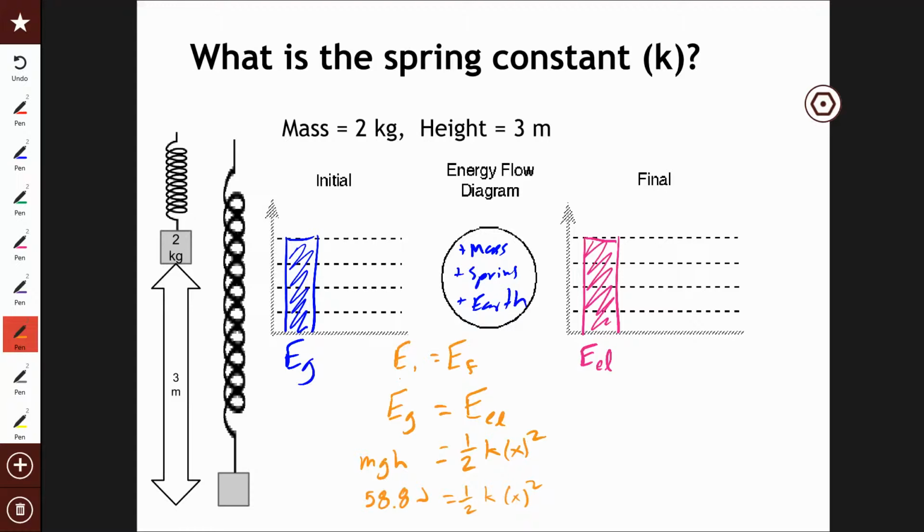How much did the spring stretch? It has to be 3 meters in this situation, right? Because we started at 3 meters high, and then we ended at a height of 0. So the stretch was 3 meters. So 3 squared is 9. Half of 9 is 4.5. What's our spring constant going to be? Someone tell me.